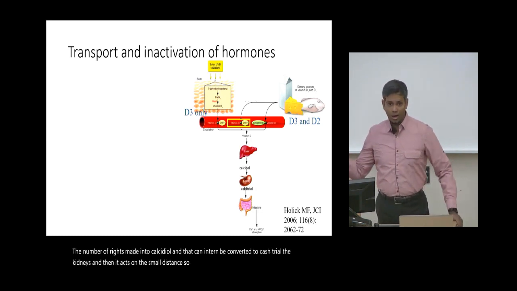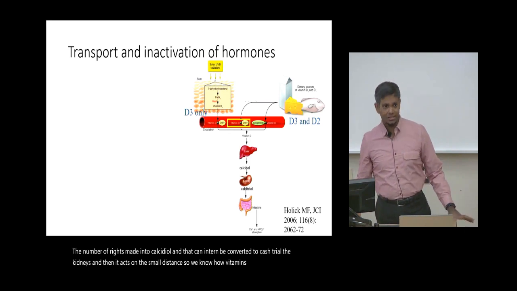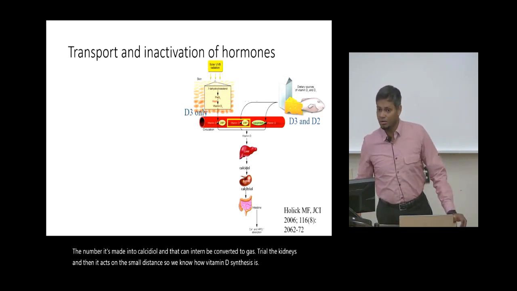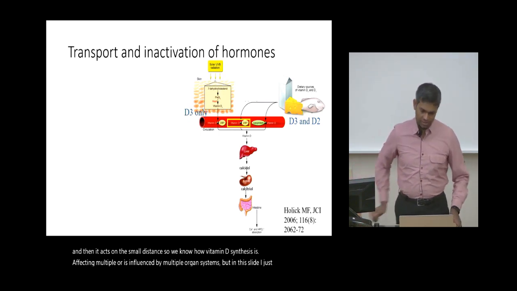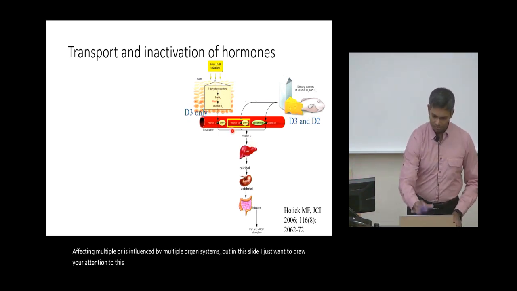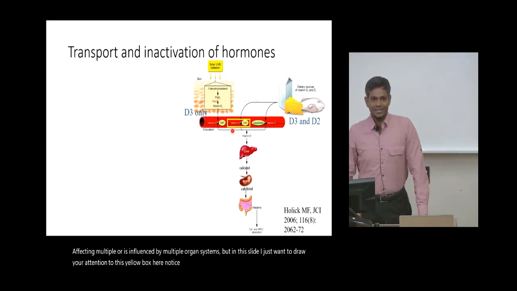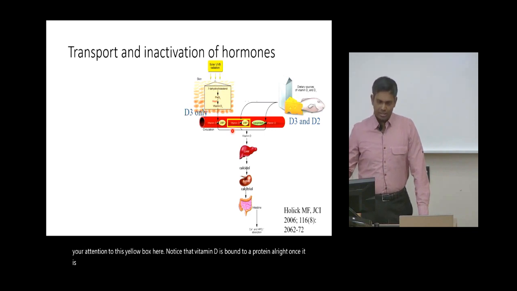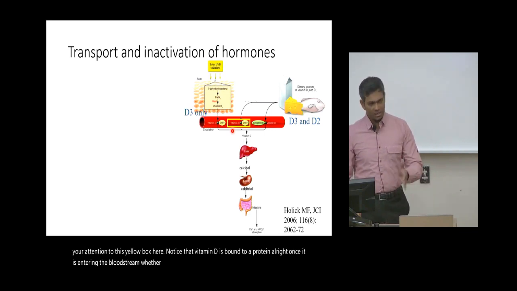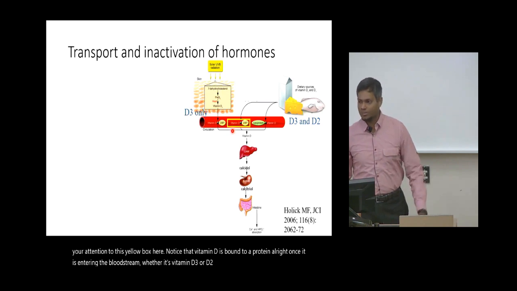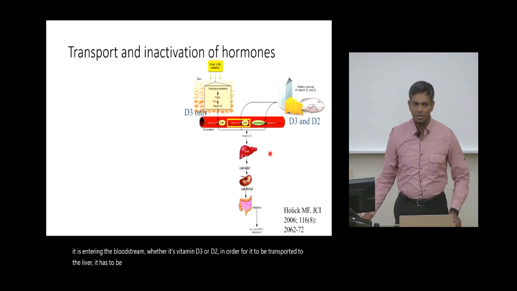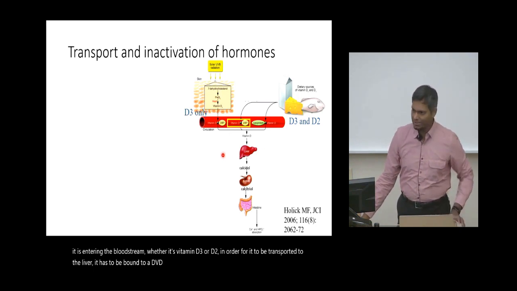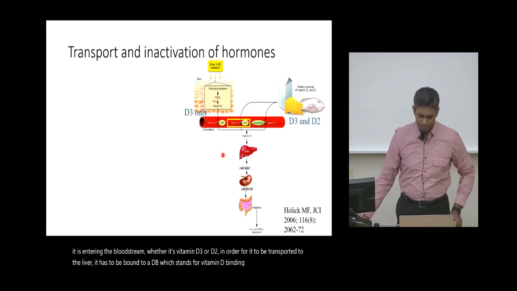So we know how vitamin D synthesis is influenced by multiple organ systems. But in this slide, I just want to draw your attention to this yellow box here. Notice that vitamin D is bound to a protein. Once it is entering the bloodstream, whether it's vitamin D3 or D2, in order for it to be transported to the liver, it has to be bound to a DBP, which stands for vitamin D binding protein.